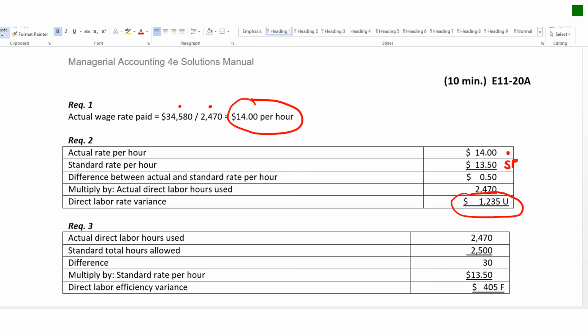Now, for the efficiency variance, again, they gave you this number, the 2,500. Remember, that's where you had to multiply the number of tax returns, which was 500, multiply that by 5. There's where they're getting the 2,500. Notice in this case, they were efficient. They did work better than the standard. They beat the standard by 30 hours times that standard rate of $13.50 gives you a favorable efficiency variance of $405.